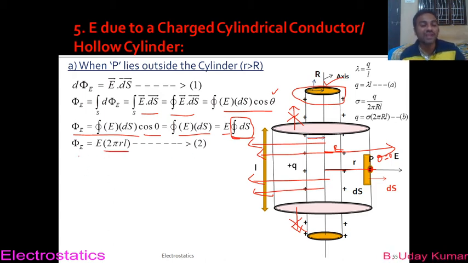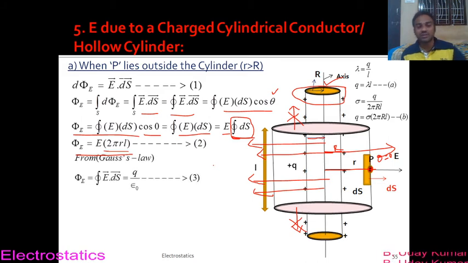So that means I get phi is equal to E times 2 pi r l. Now this is the total electric flux that is coming out of this Gaussian cylinder. So now use Gauss law. What is Gauss law? The total electric flux coming out of a closed surface will be equal to 1 by epsilon 0 times the charge enclosed by it. So I have determined flux, which is equal to E times 2 pi r l, and this flux is equal to 1 by epsilon 0 times the charge enclosed by the closed surface. This is Gauss theorem, right?